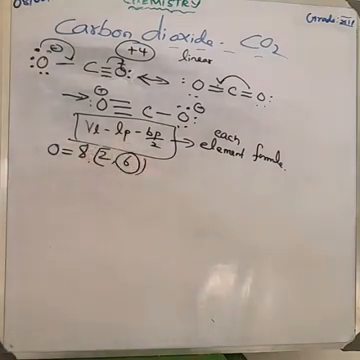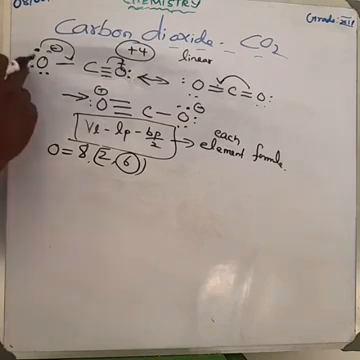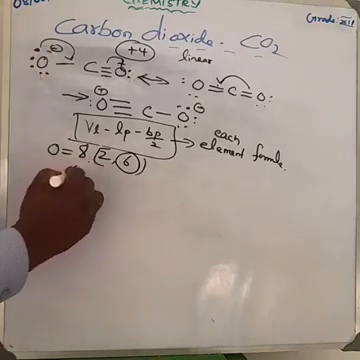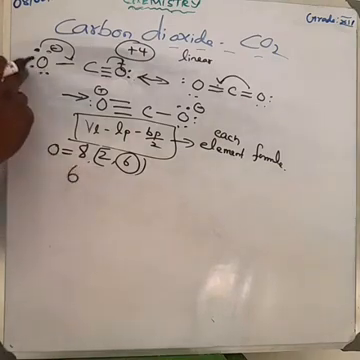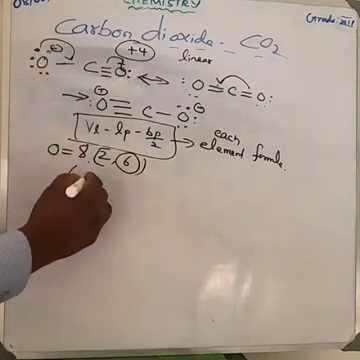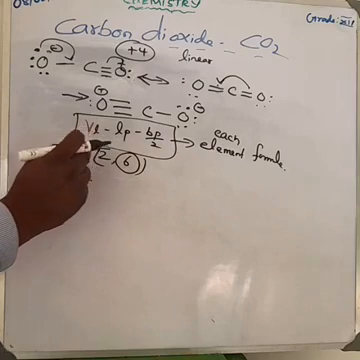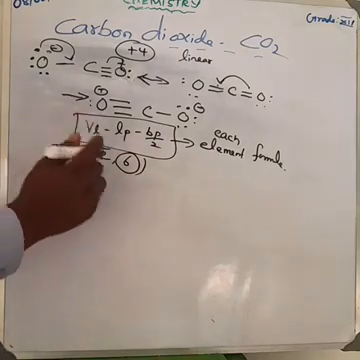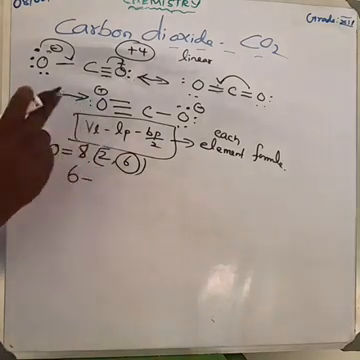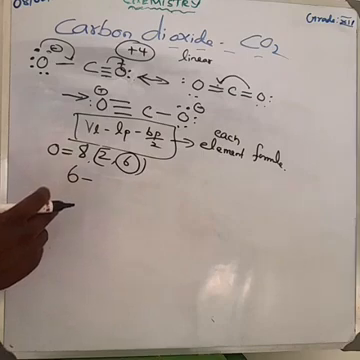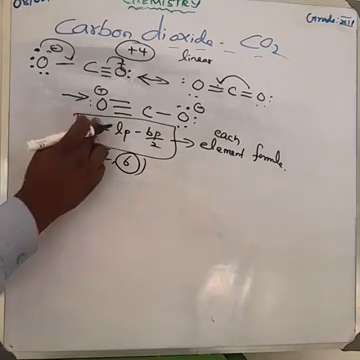Next, lone pair of electrons. This oxygen is surrounded by how many electrons? 1, 2, 3, 4, 5, 6. So we have to write 6. That's the lone pair of electrons, minus. Next, the bond pair. Here between carbon and oxygen, how many bonds are there? 1 bond. 1 bond is how many electrons? 2 electrons. So we have to write 2 by 2.